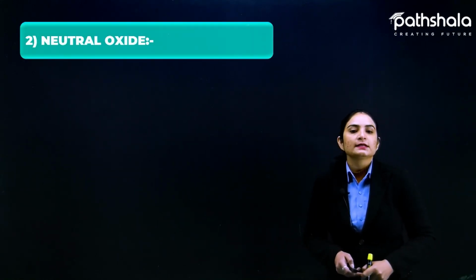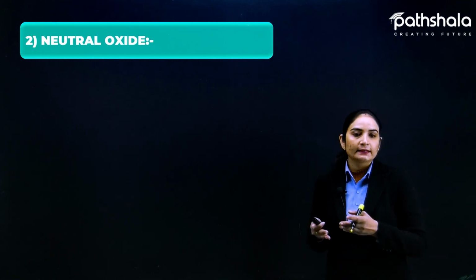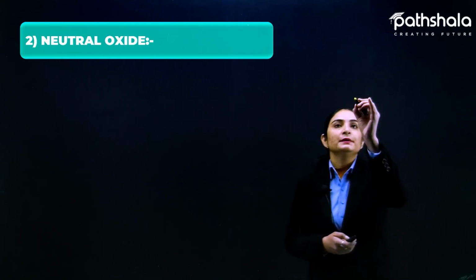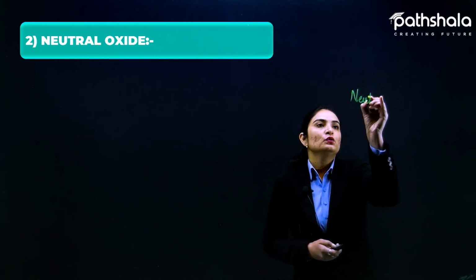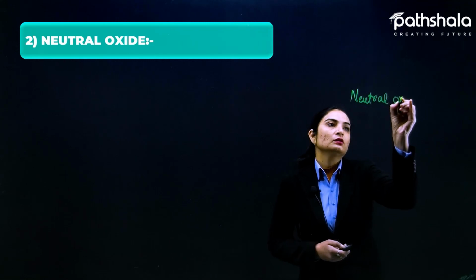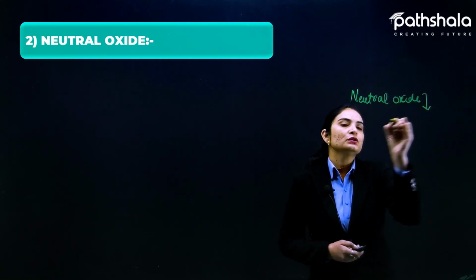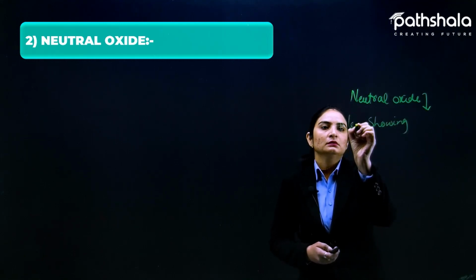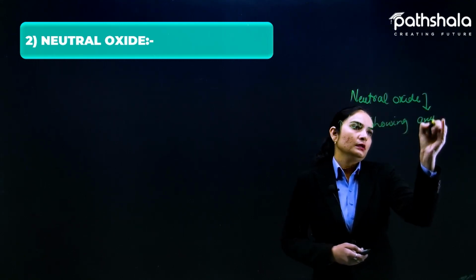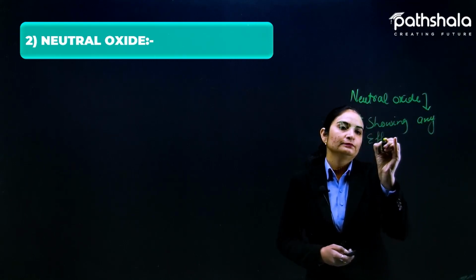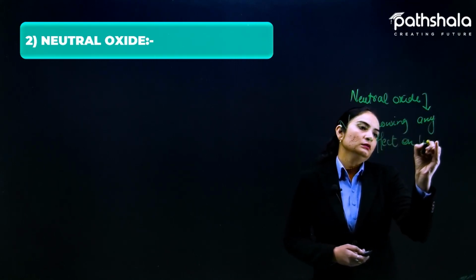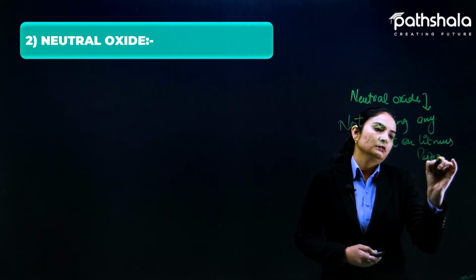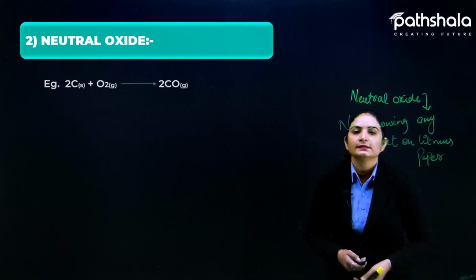Neutral oxides are the oxides formed when a particular non-metal reacts with oxygen and produces a neutral oxide. Neutral oxide means, neutral is what? Not acidic, not basic. So they do not show any effect on litmus paper. Let's see the examples.